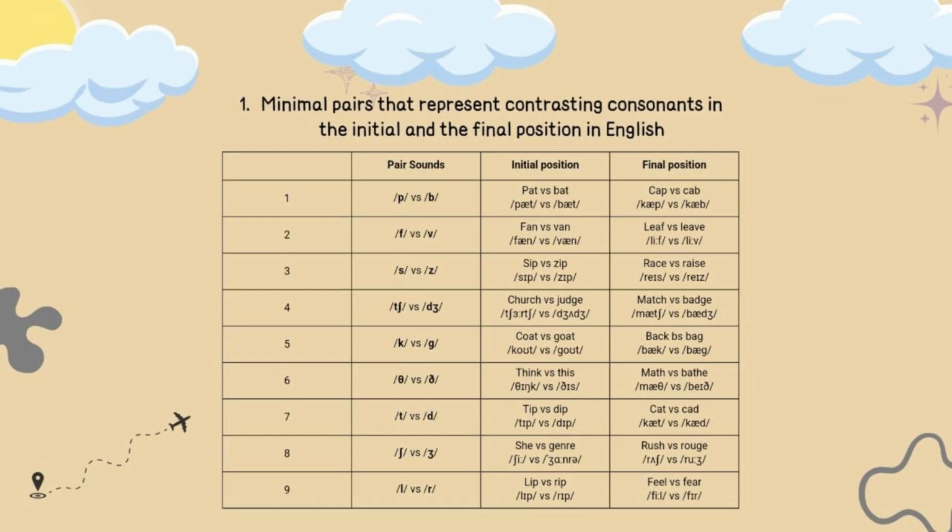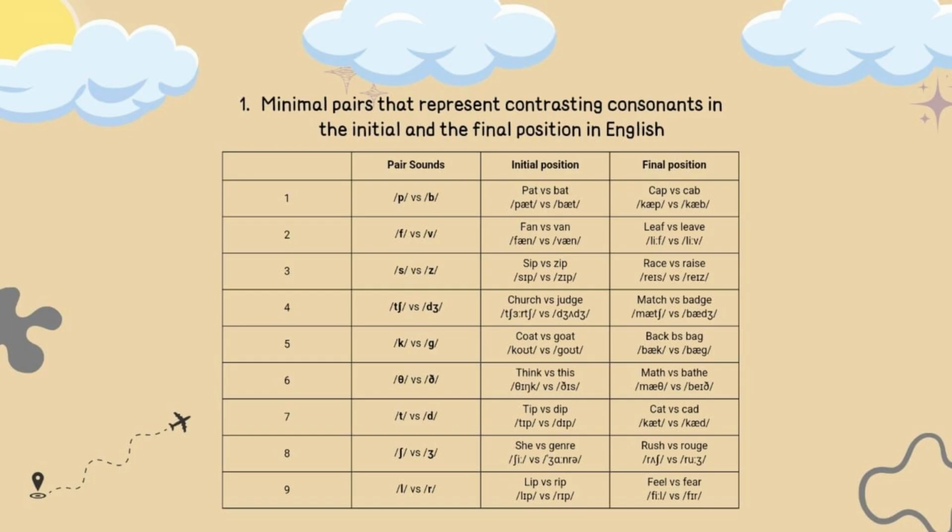Now I will explain each part of pair sounds. Both p and b are bilabial plosives, meaning they are made by bringing both lips together and then releasing a burst of air. The only difference is voicing. P is voiceless, no vibration in the vocal cords, while b is voiced. You can feel your vocal cords vibrate.